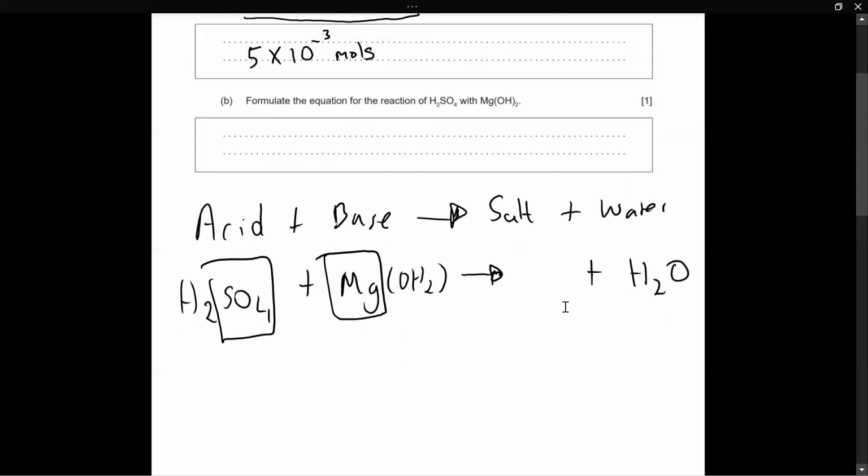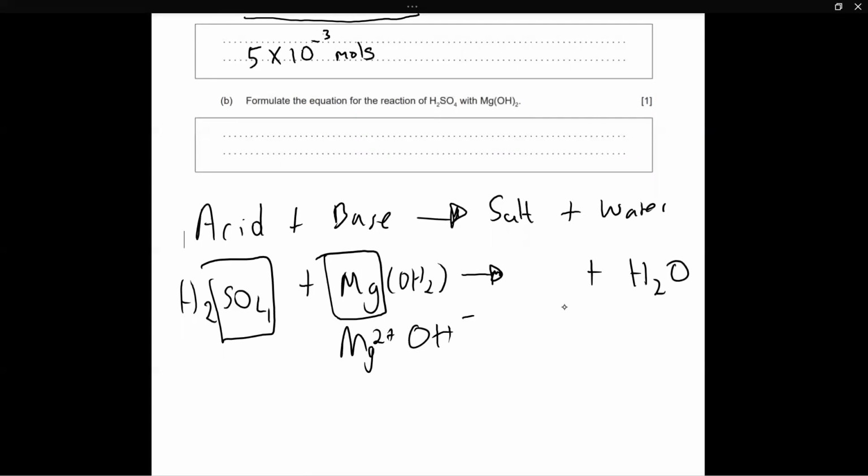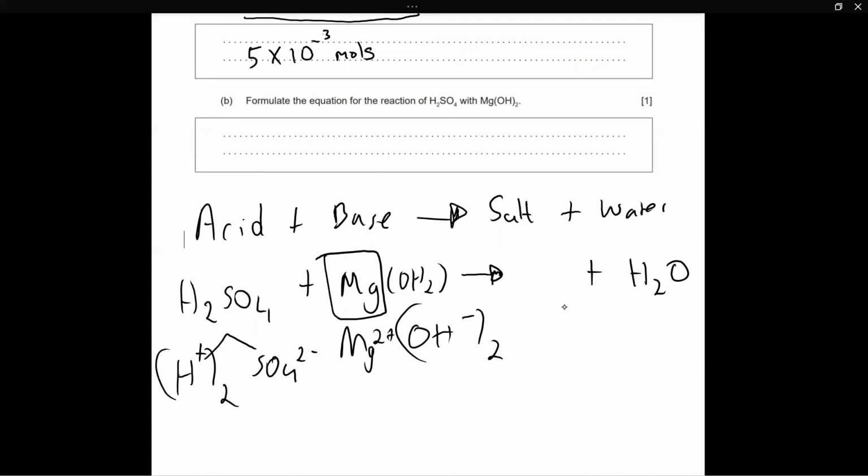So if you look at the base, it is made up of 2 parts, the OH, which is OH minus, and the Mg, which is Mg2 plus. And therefore there are 2 OHs, so it balances out the charge. As for H2SO4, it is also made up of a negative and a positive part. It's made up of SO4 2 minus, and it's made up of H plus. And there are 2 of H plus, so it balances out the charges.